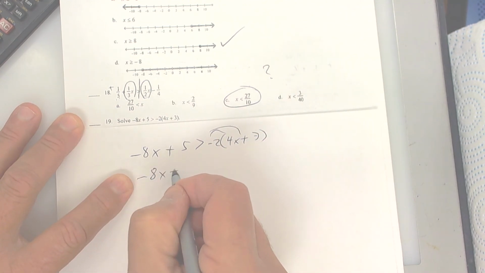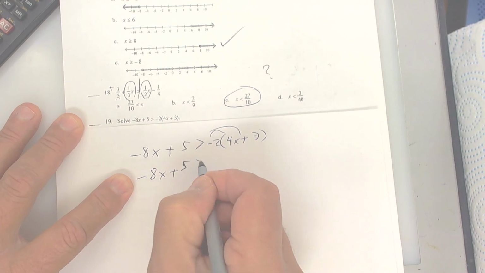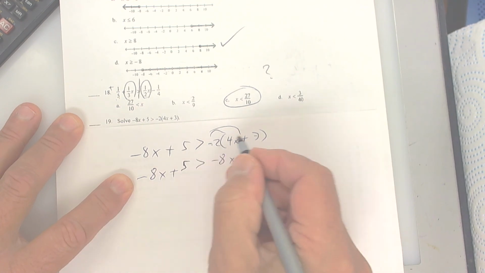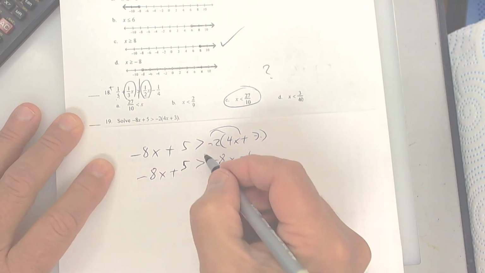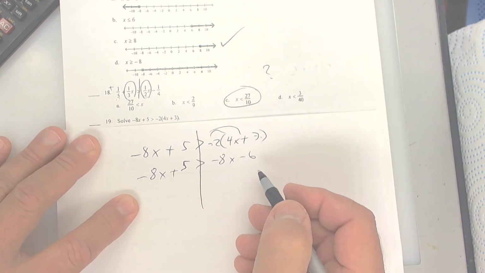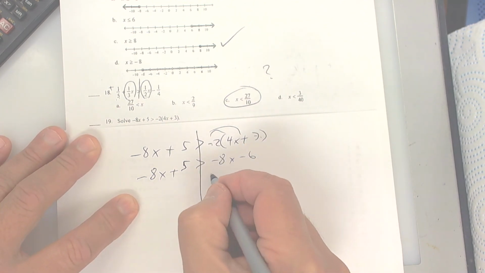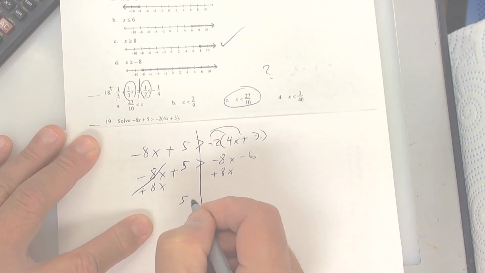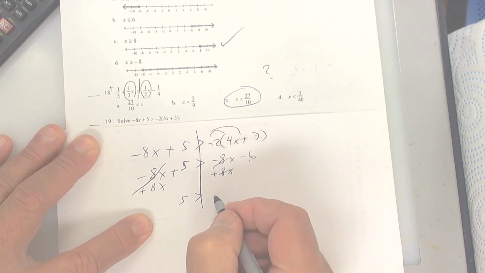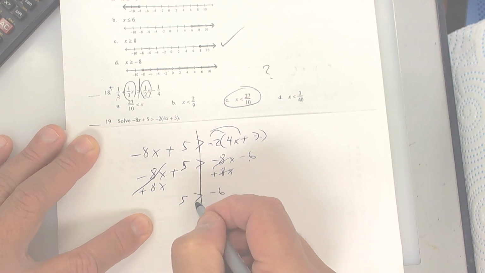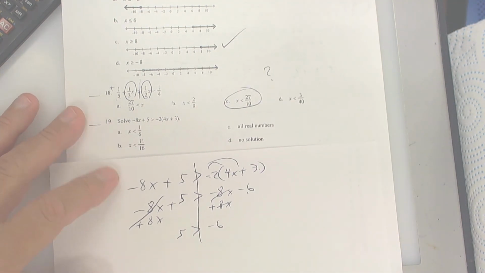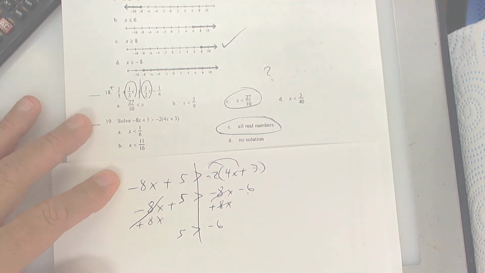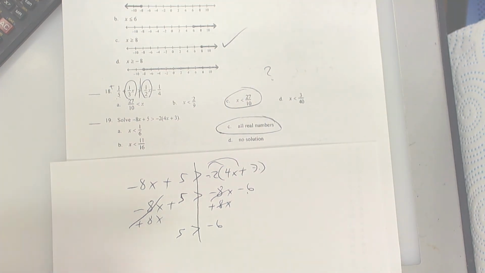So negative 8x plus 5 is greater than negative 8x, negative 6. Okay, now we got x's on both sides. So we want to add 8x. When you do, you get 5 is greater than -6. That's true. 5 is bigger, true. Okay, so this is all real numbers. Okay, if it wasn't true, it'd be no solution.